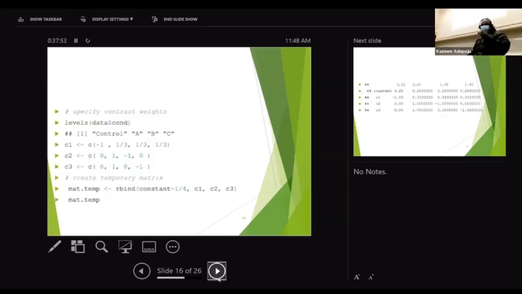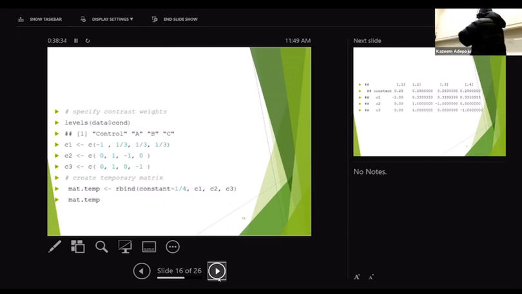Now, in the question, we're told how many contrasts, right? 3 contrasts. Contrast number 1. When you look at the question, how many levels of the treatment do you have? 4. A, B, C, and control. And we are told in the statement that we want to compare control with the other levels of treatment. And the other levels of treatment are 3. Then each of them has a weight of 1 over 3, 1 over 3, 1 over 3. And what they want to compare with has a weight of -1.